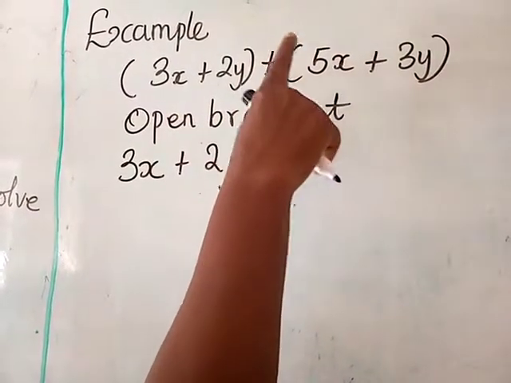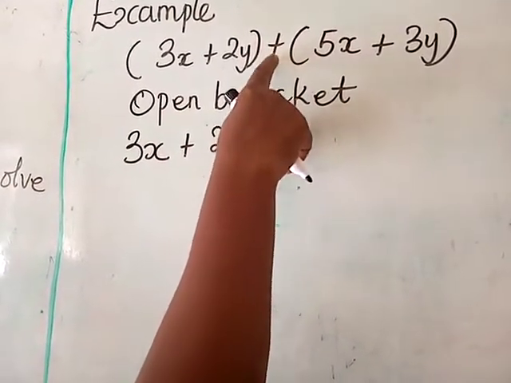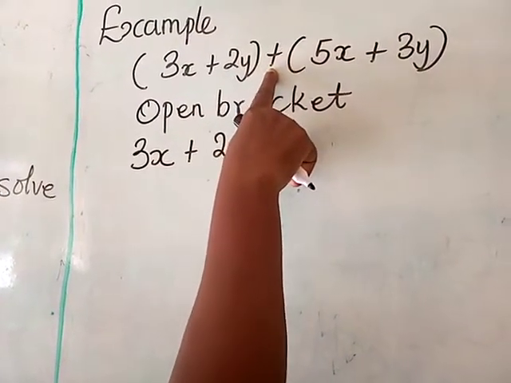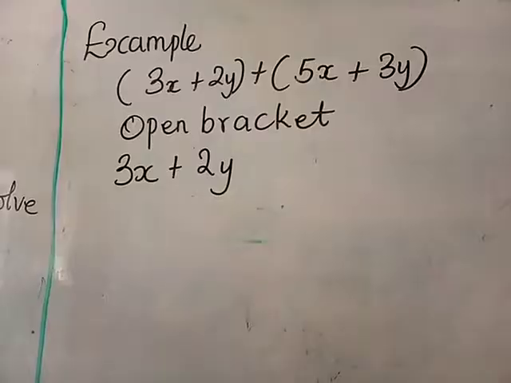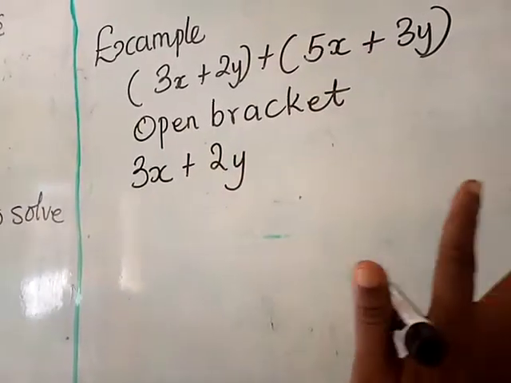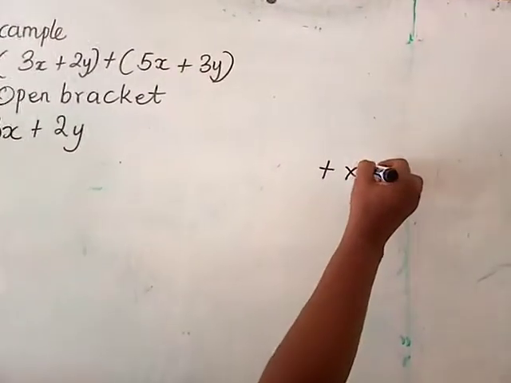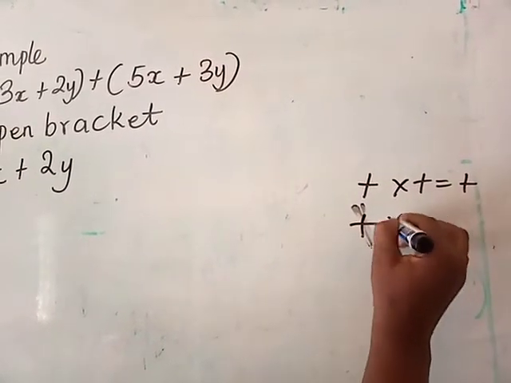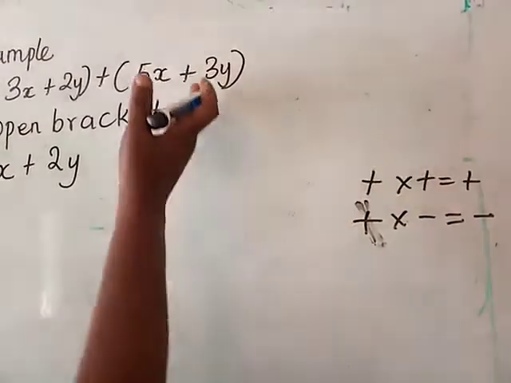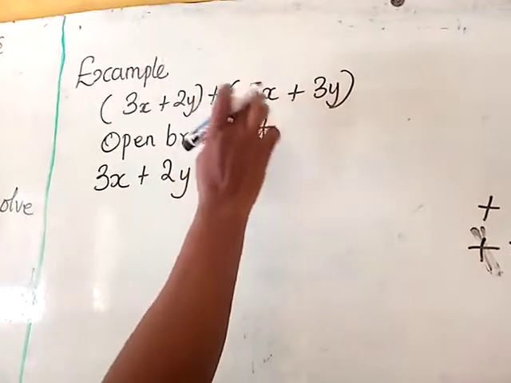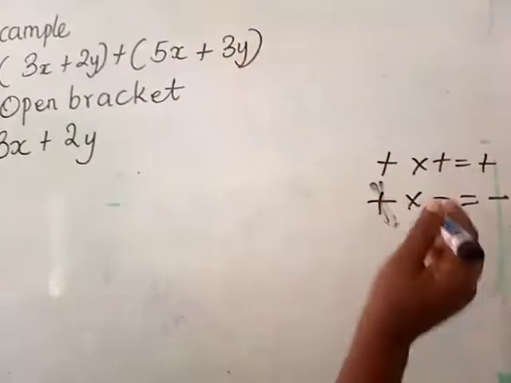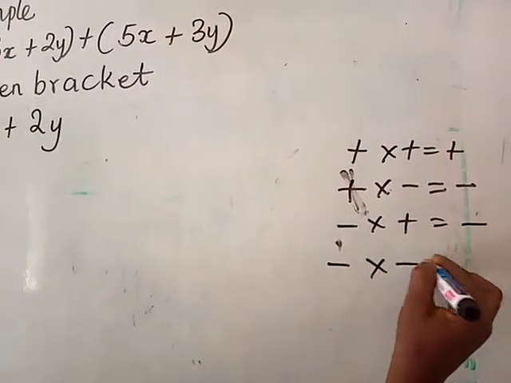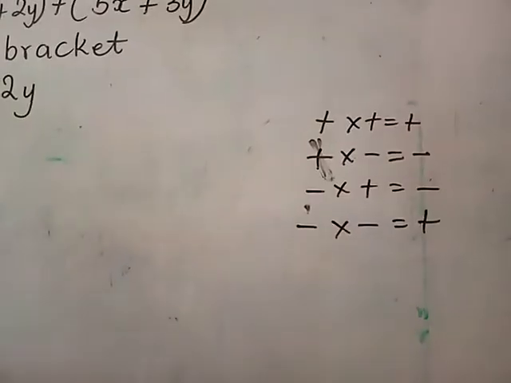So the sign before the bracket must have an effect on the bracket. For us to open this bracket, we need to consider this sign to multiply the signs inside. There is no sign but an invisible plus there, a positive number. From our sign rules, plus times plus will give us plus. Plus times minus will give us minus. Because for you to open the bracket, you have to use the sign outside the bracket to multiply the signs inside the bracket. Minus times plus will give you minus. Minus times minus will give you plus. Always remember those sign rules.